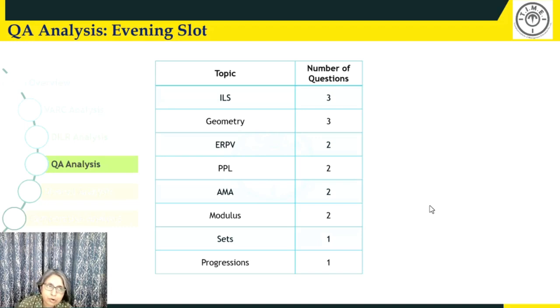A finer breakdown of topic wise: you can see there were plenty of questions on indices, logarithms, and surds this time. Logarithms is a topic that some students feel does not come very frequently in the CAT exam, but we had questions on logarithms as well as surds as well as indices, some fairly doable questions on geometry. Then we also had questions that involved the usage of median, that is a statistics concept. And I think after many years, we had a proper set theory kind of a question also.